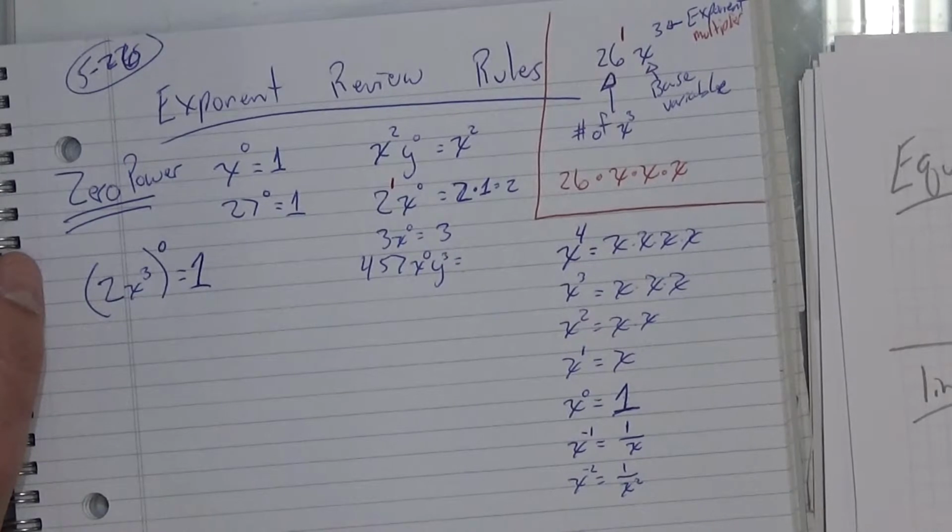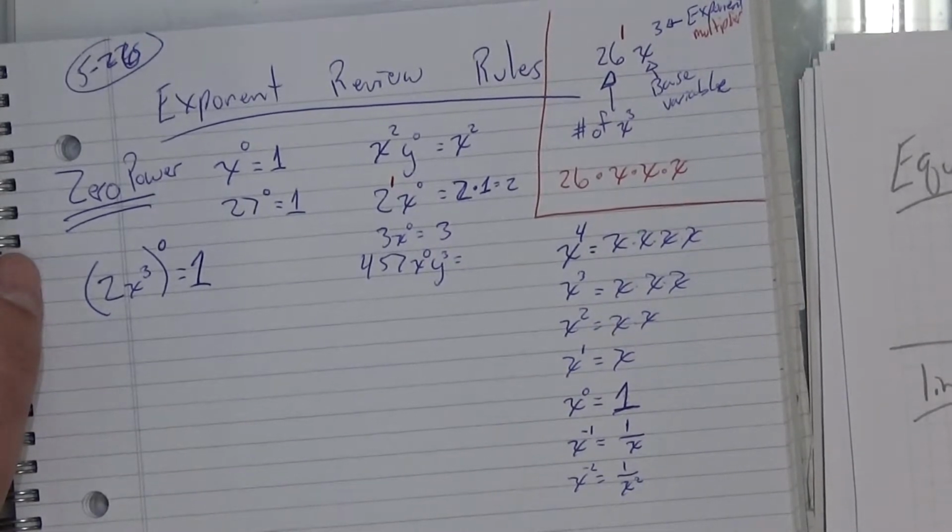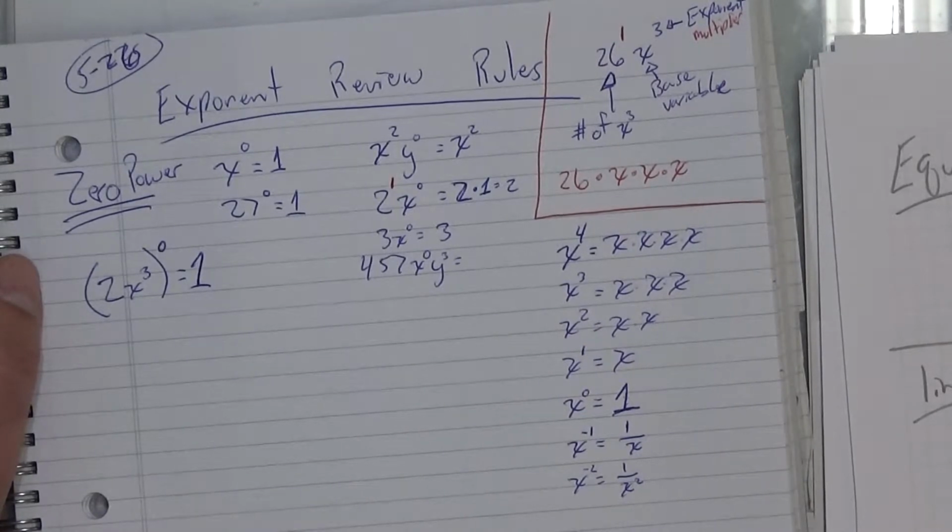Go ahead, Iris. If you did 2 times 1 on a test and you didn't write equals 2, would you get it wrong? The answer is 2. If you just did 2 times 1, I'd probably give it to you.